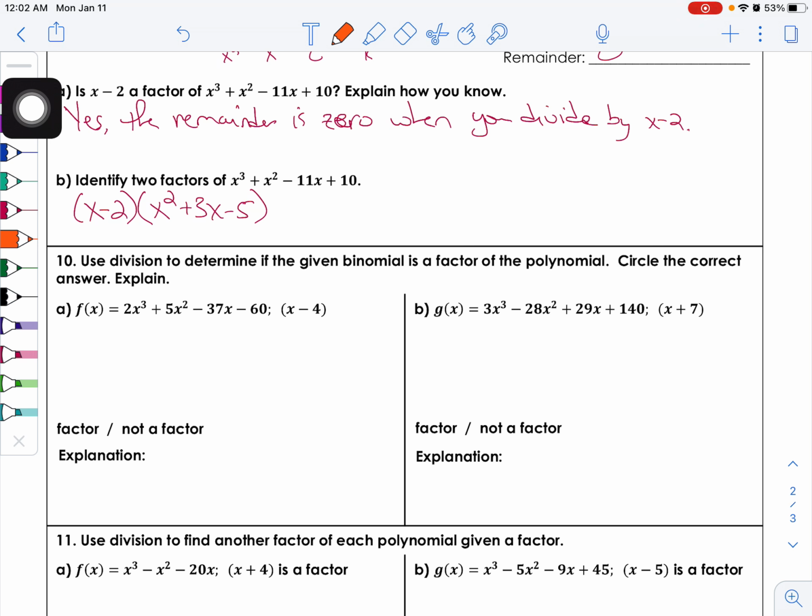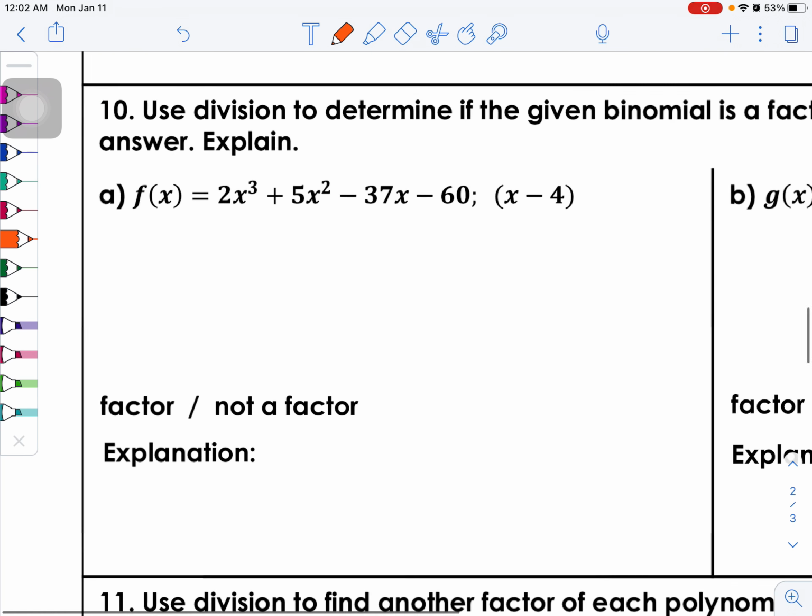All right, number 10 is a couple parts to it. Use division to determine if the given binomial is a factor of the polynomial. Circle the correct answer and explain. Okay, so I'm going to zoom in on part A here. I just want to focus on what I'm dividing by. So x minus 4 is equal to 0, which means x is equal to 4.